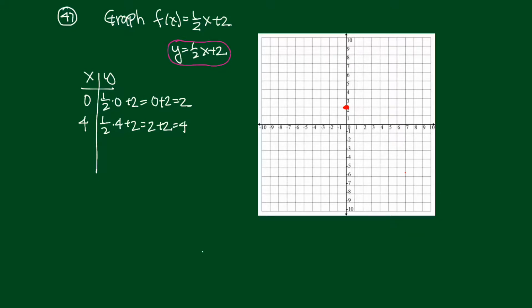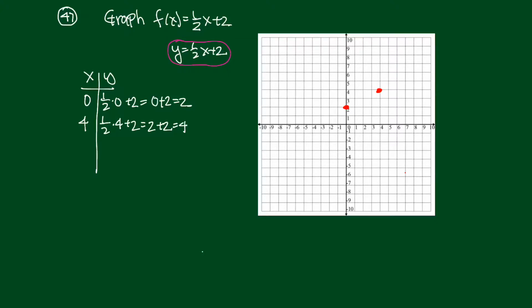So what are we going to do here? We're going to go to the right 4, up 4. So over here I'm going to start at the origin. I'm going to go to the right 4, up 4, right there, and put a point. Okay, I got 2 points. Let's get a third point just as a check.